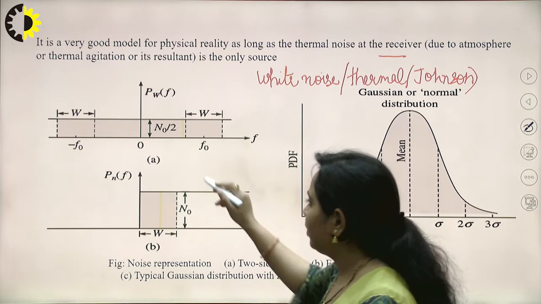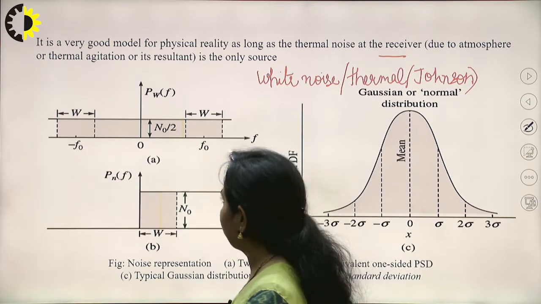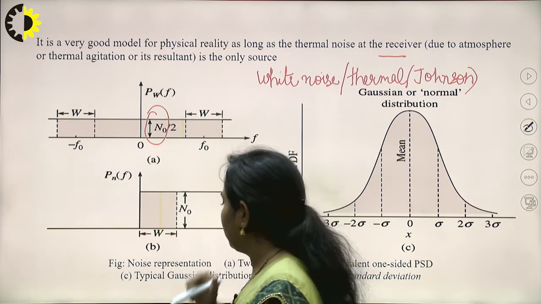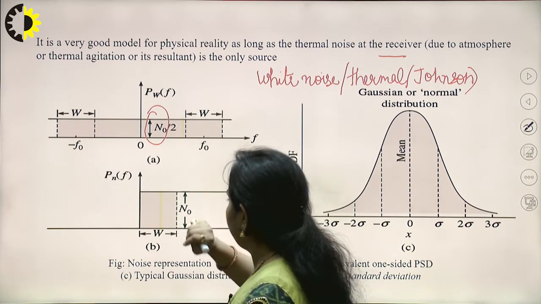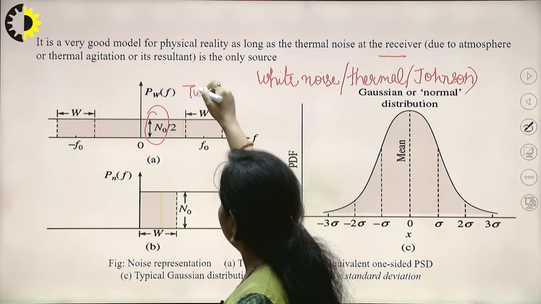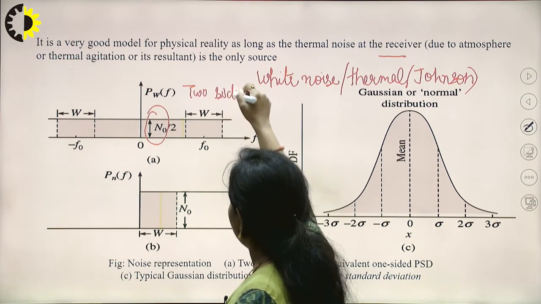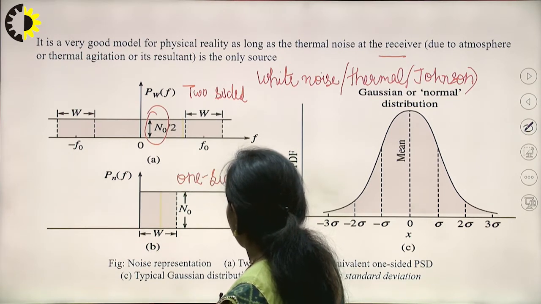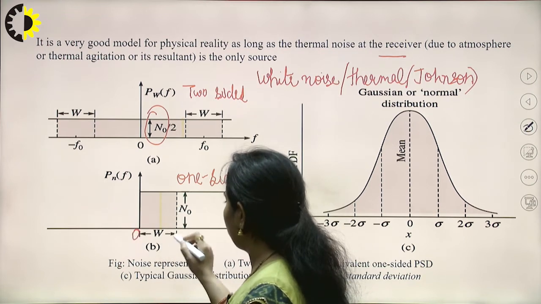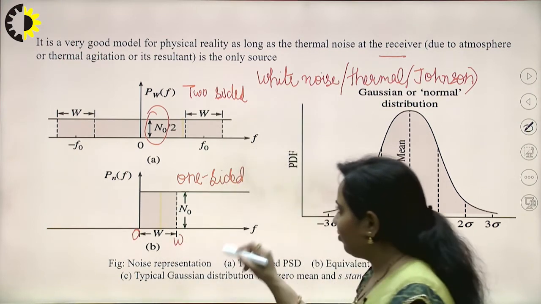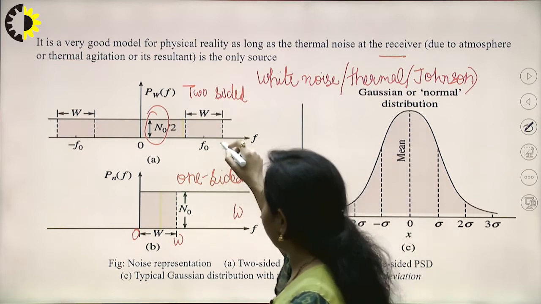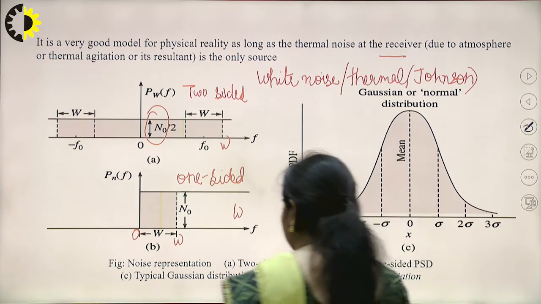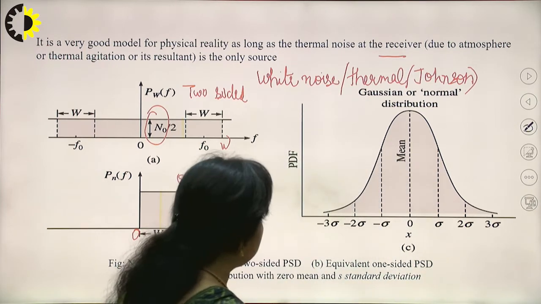Now you can see over here that if it is extended from minus infinity to infinity, amplitude is N0 by 2. You can band limit to a particular duration, and this is two-sided because it will extend from minus infinity to infinity, and the other is a one-sided concept which will extend from 0 to W. So the bandwidth of this will be W and the bandwidth of this one will also be W because it will be a two-sided concept.